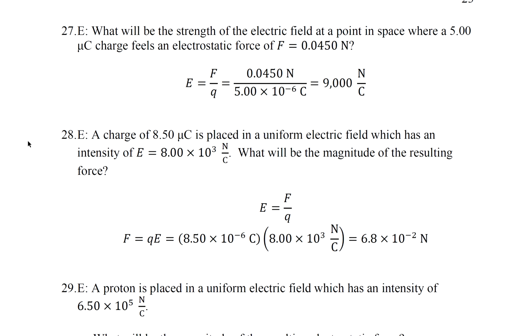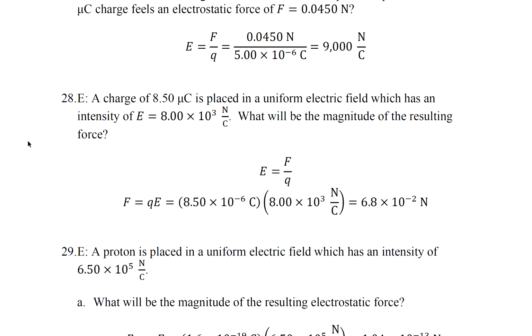Question 27. What will be the strength of the electric field at a point in space where a 5 microcoulomb charge feels an electric force of 0.0450 newtons? Well, they gave us Q and they gave us F, so we could solve for E. Question 28, a charge of 8.5 microcoulombs is placed in a uniform electric field which has an intensity of 8 times 10 to the 3 newtons over coulombs. What will be the magnitude of the resulting force? Remember, F equals QE.